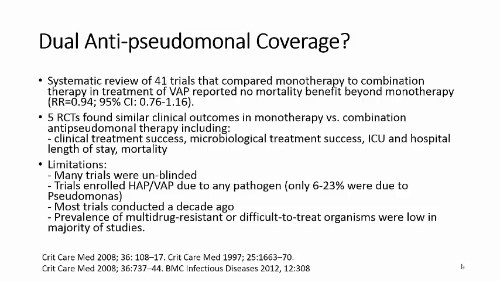The trials were all unblinded. Trials enrolled HAP, VAP due to any pathogen. Only 6 to 23% were truly related to Pseudomonas in different trials. Most trials were conducted a long time ago, a decade ago. Prevalence of multidrug resistant difficult to treat organisms was low in the majority of the studies.